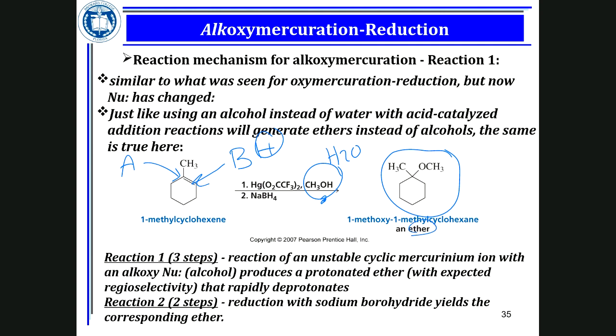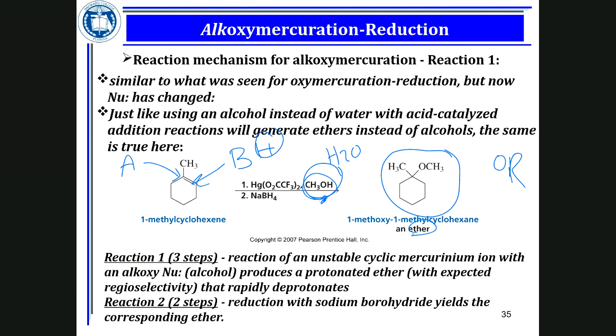How do you get ether? If you add alcohol instead of water in oxymercuration, yes. Addition of H and addition of OR. Very good. So basically, the net result is addition of alcohol. When you are adding alcohol, H is going to add to the least substituted, and the OR will add to the more substituted carbon, and the product is going to be ether.